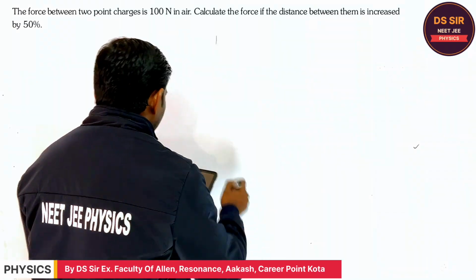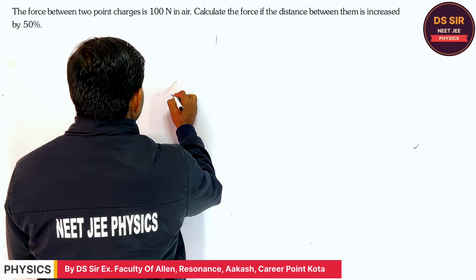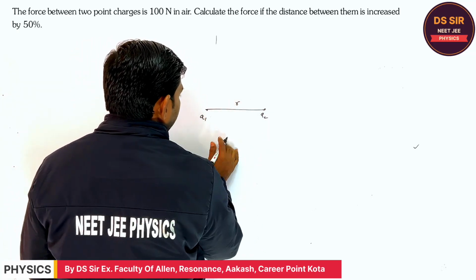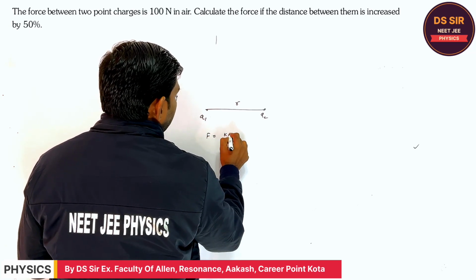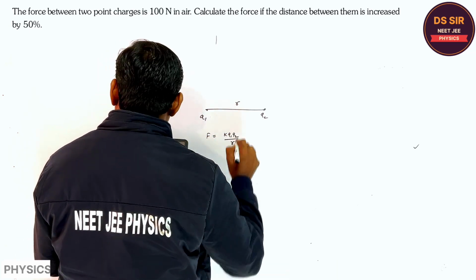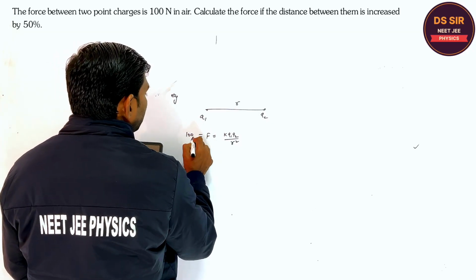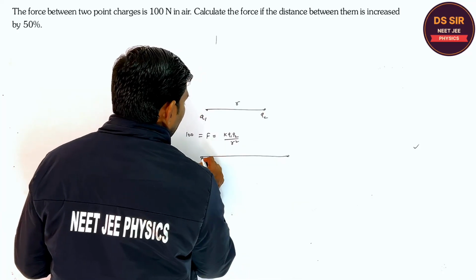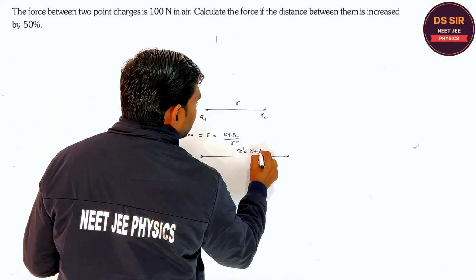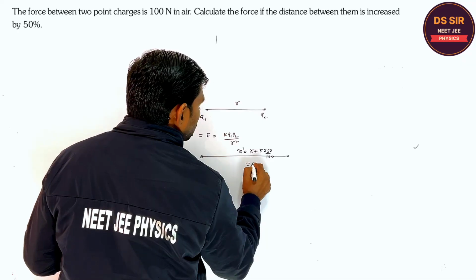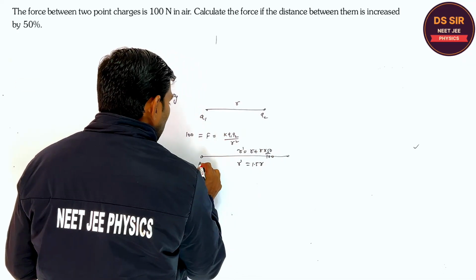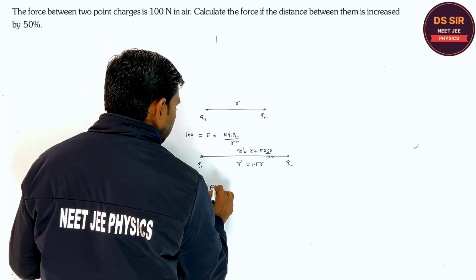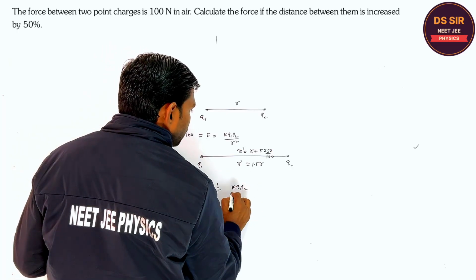Right. So in this question, there are two charges, q1 and q2, and the separation between them is r. The force is k q1 q2 upon r square, and it is given as 100 Newton. Now the distance is increased. What is the distance? r dash is equal to r plus 50% of r. So I think it is 1.5 r. So now the force will definitely be reduced. Calculate the force. The F dash becomes k q1 q2 upon r dash square.